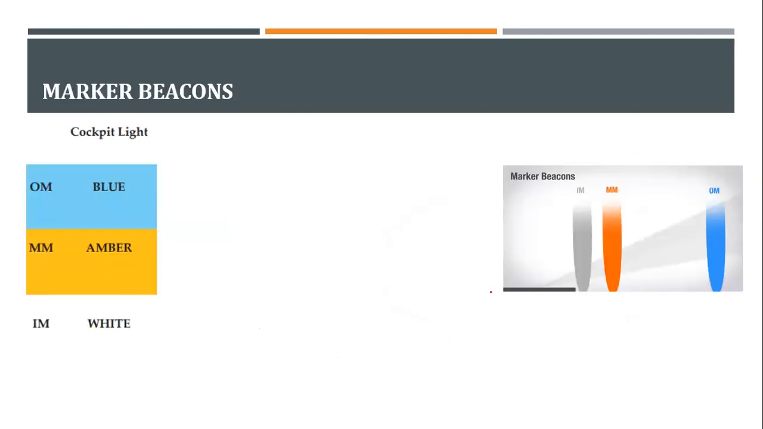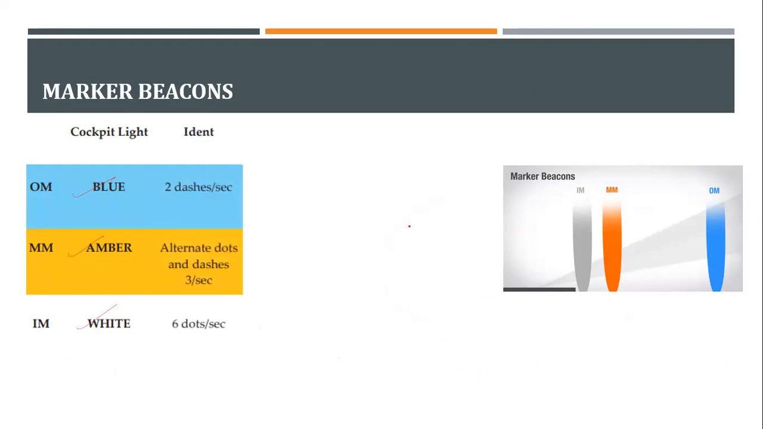What types of questions could be asked on marker beacons? Simple. What color is this? What color is your outer marker, what color is your middle marker, and the inner marker? So these are the colors: blue, amber, white. Amber is like a yellow color.